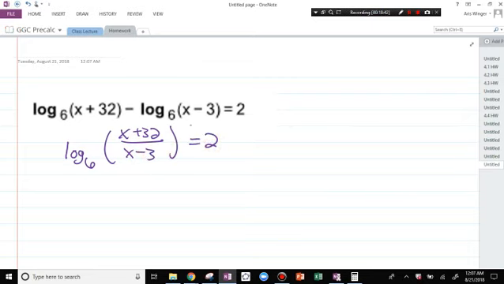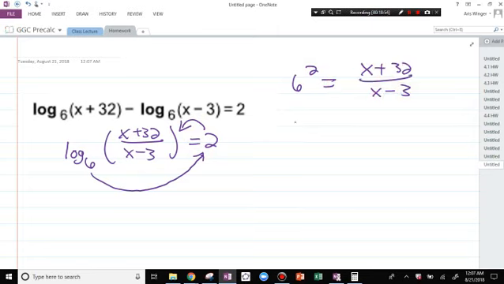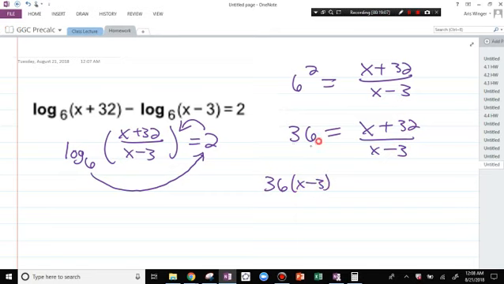And now we're solving for x. We can now invoke the definition. 6 to the second power equals this fraction. 6 to the second power equals x plus 32 over x minus 3. We'll raise 6 to the second power, and then we'll cross multiply. 36 is equal to x plus 32 over x minus 3. We'll cross multiply. 36 times x minus 3, 36 over 1, equals x plus 32.